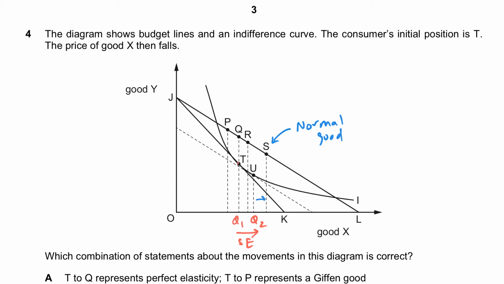So if I go from Q2 to, let's say, this combination Q3 or S, this is what we call a normal good. But if I am between Q1 and Q2, which is this combination R, we will call this an inferior good, which is non-Giffen. But if I go to, for example, a combination which is P, which is before Q1 or before T, I will call it an inferior good, which is Giffen.